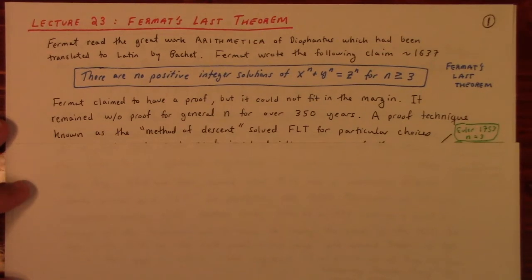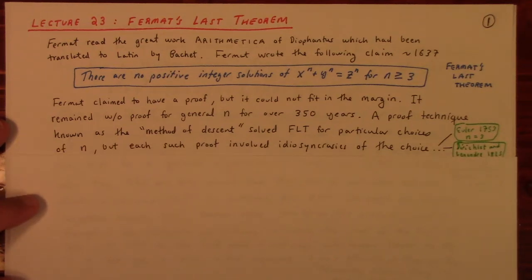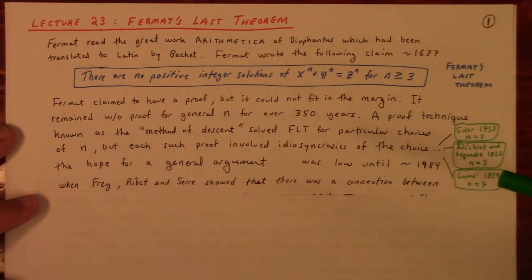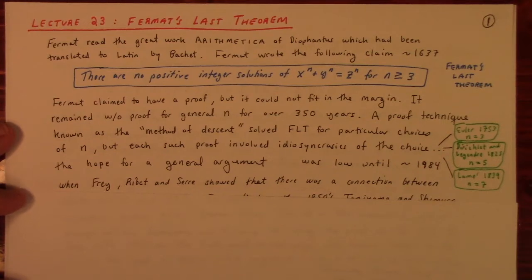A proof technique known as the method of descent solved Fermat's last theorem for particular choices of n, but each such proof involved idiosyncrasies of the choice. So here's a couple of notable ones. Euler in 1753 proved it for n equals 3. Dirichlet and Legendre in 1825 proved Fermat's last theorem for n equals 5. Lamé in 1839 proved it for n equals 7. All of these were proofs that in one way or another were based on this method of descent, which was introduced by Fermat, which I have not included in your course.